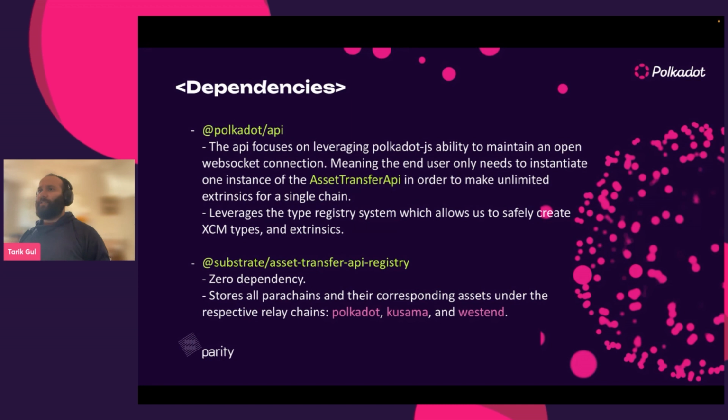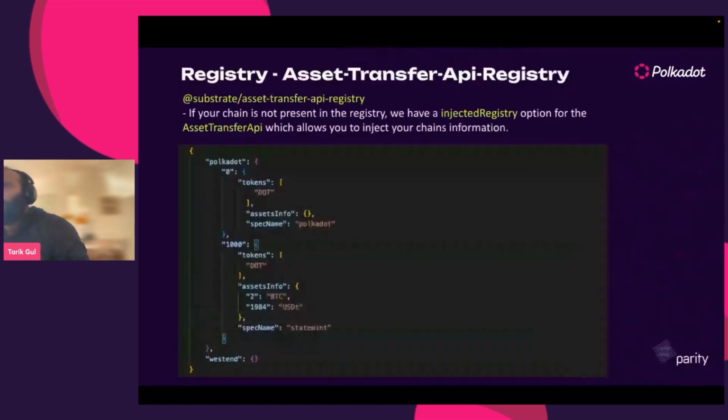Now, this registry is a zero dependency library that we developed, and this library is a source of truth for all the tokens and asset IDs that live under certain parachains or relay chains. And to expand on this, let's look at the structure of this and how it looks like. But before that, just to elaborate, let's say the registry itself doesn't have certain tokens or doesn't recognize your parachain, you can actually inject this data in.